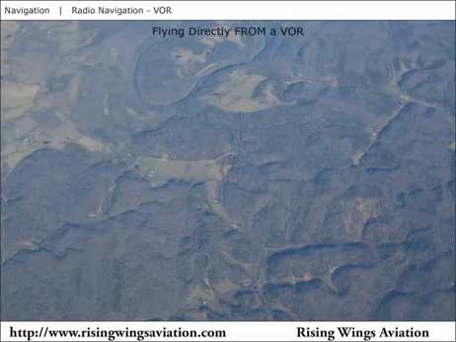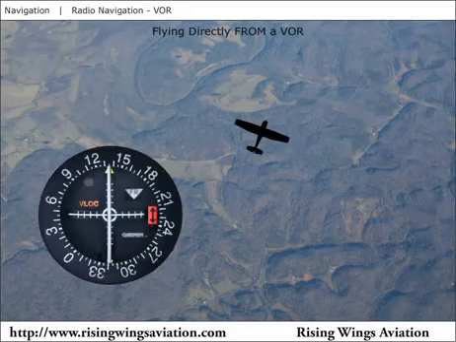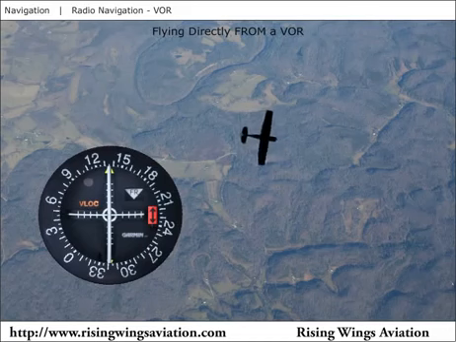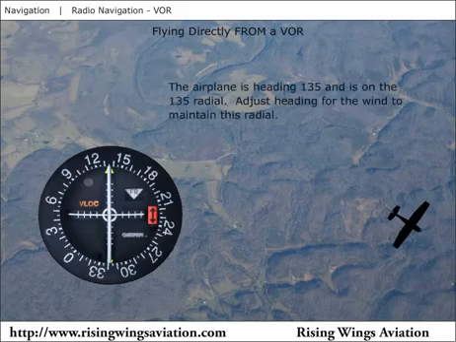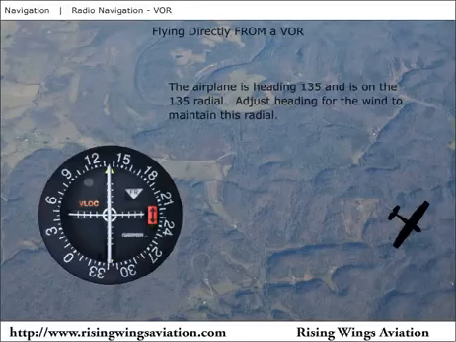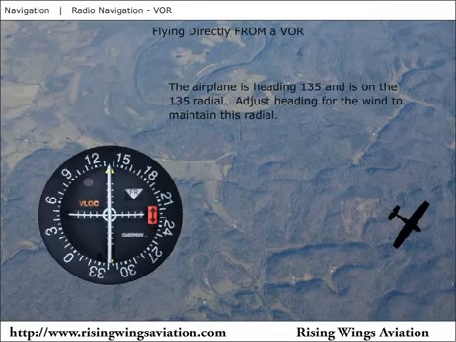To fly directly away from a VOR, with the needle centered with a from indication, turn the airplane to the bearing shown at the top of the VOR receiver display. This will result in the airplane flying directly away from the station. This is because you have turned the airplane to a heading that is the same as the direction your airplane is from the station. Track the radial away from the station using the same bracketing technique as when flying to the station.